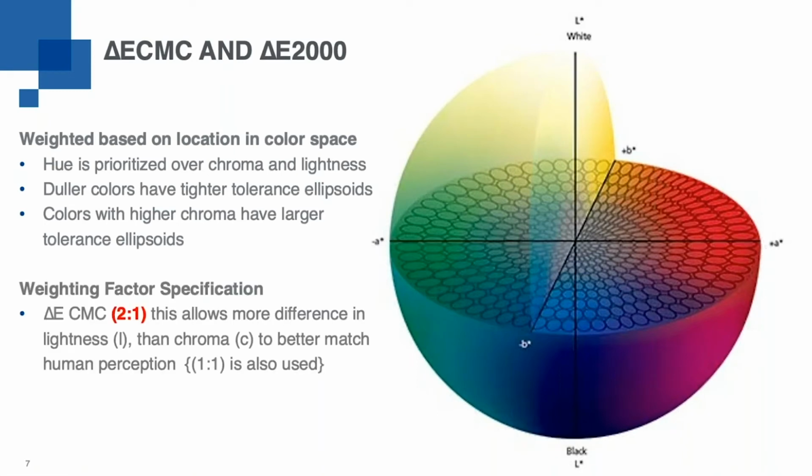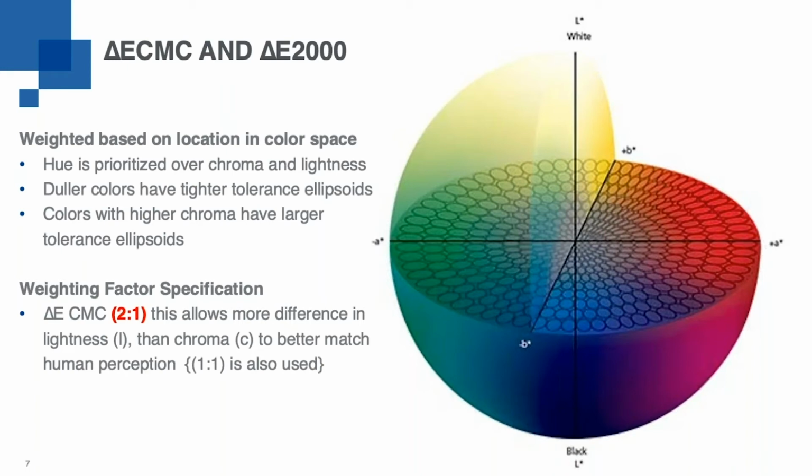There's also a concept of weighting factor specification. These tolerance methods include weighting factors that can be set by the user to change the shapes of these ellipsoids to compensate for the differences in our perceived color difference.